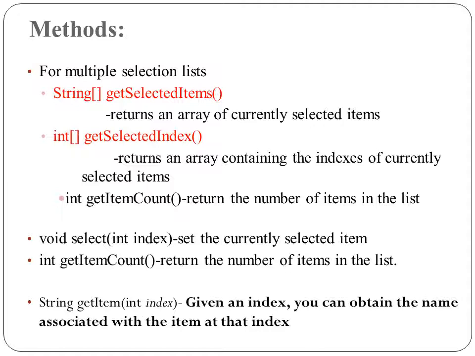And if you want to select any item at a particular index, we can use the method select. If you want to know the total number of items in that list, we can use getItemCount. And if you want to know the name of an item associated with a particular index, we can use getItem. Suppose getItem of 1 will return the item at index position 1.